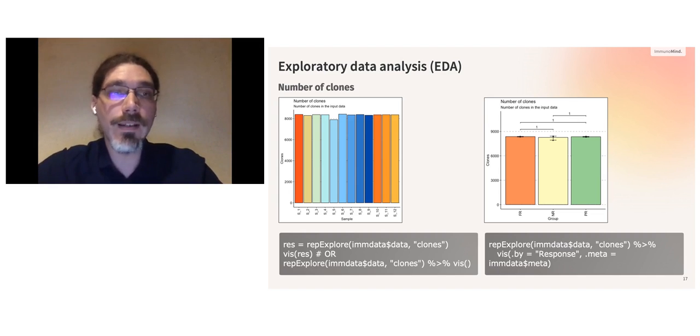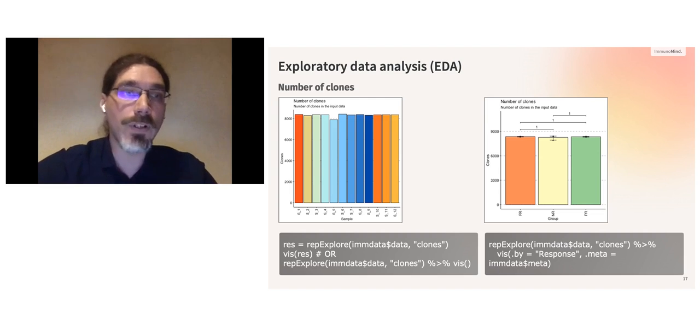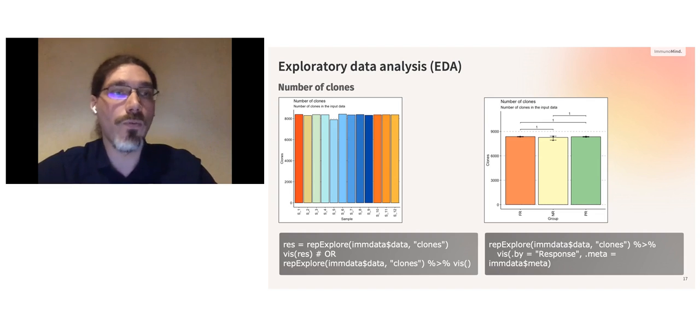Here we can see on the left chart that the data is approximately the same in terms of number of clones, so in terms of sequencing depth. So probably there are no anomalies, and it's fine.